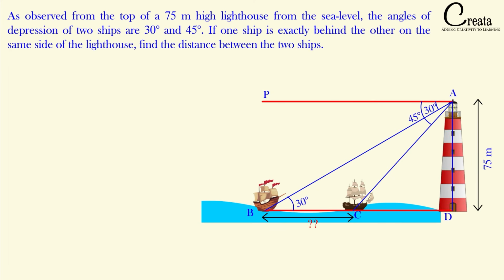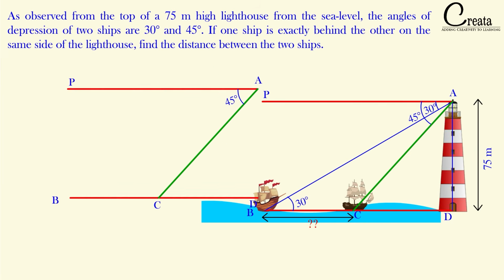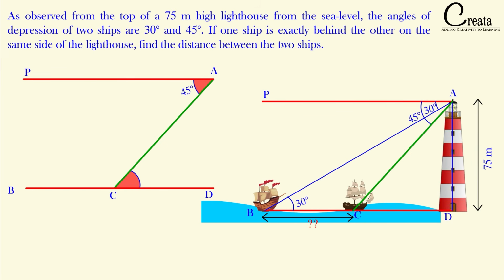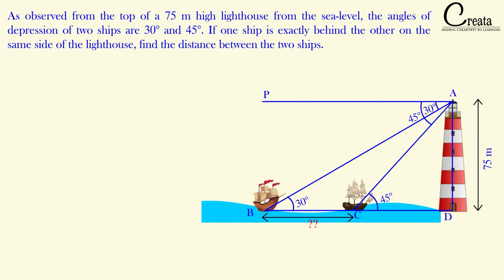Similarly, if we take the line AC as a transversal and AP and BD are the parallel lines, can we say these two angles will be equal to each other, as these angles are the alternate angles in case of transversals? So we got this angle as also equal to 45 degree. Got it?